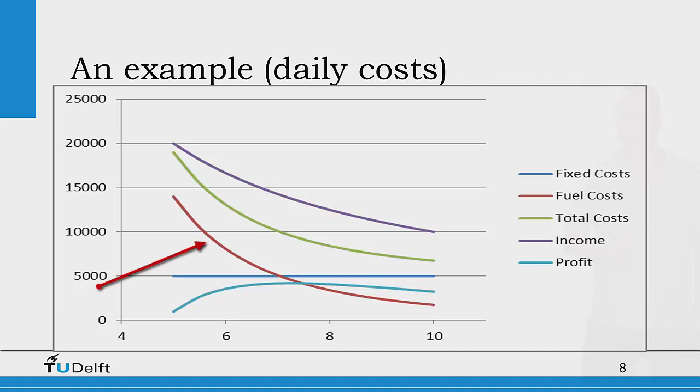The red line of the fuel cost is now a third power. So it goes from 14,000 to about 2,000, sorry, it's about 1/8 of the cost that it has. And you see it sloping down. The green line is again the sum of the fixed cost and the fuel cost, and it is always lower than the income. And the light blue line is still the difference between the income and the total cost, so the profit. But in this case, the profit is at its maximum much earlier than the 8.5 days that we saw in the previous example. It will be approximately about 7 days.